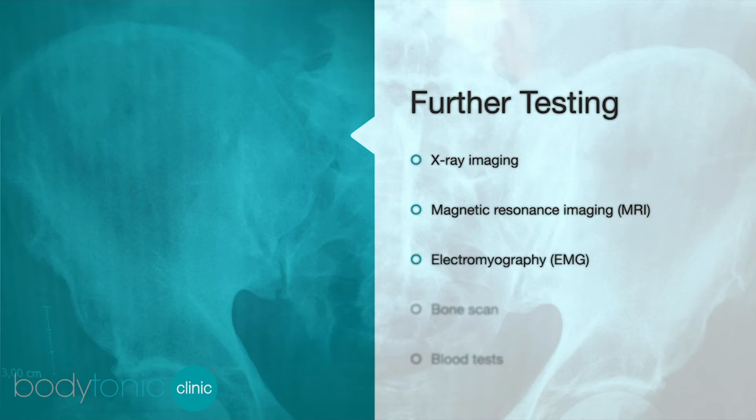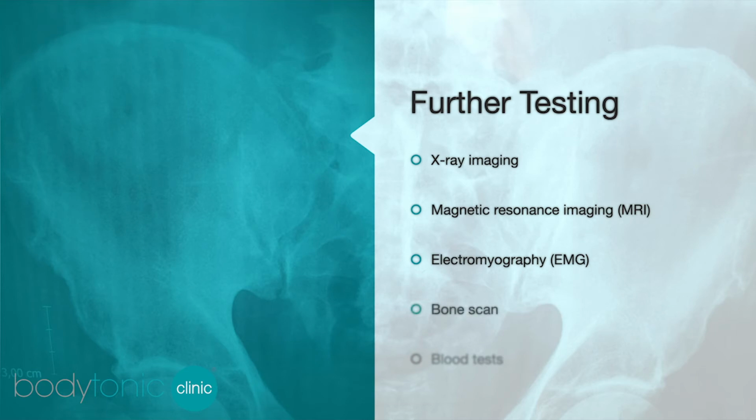Electromyography, or EMG, is a test which assesses the electrical activity in a muscle. It can detect whether or not weakness in a muscle is a result of reduced or poor nerve conduction. This would suggest that there's a problem with the nerves. This type of test may be requested if someone's experiencing weakness in their legs.